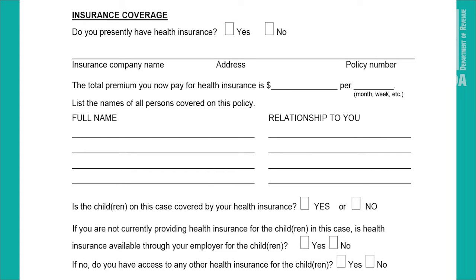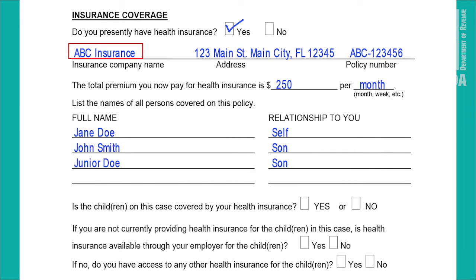If you marked No, you can leave the next few questions about your insurance coverage details blank. If you marked Yes, write the name of your insurance company, the company's address, and your policy number on the lines provided. Then, write the total premium you pay for insurance and the frequency. List the names of all persons covered and their relationship to you on the lines provided.